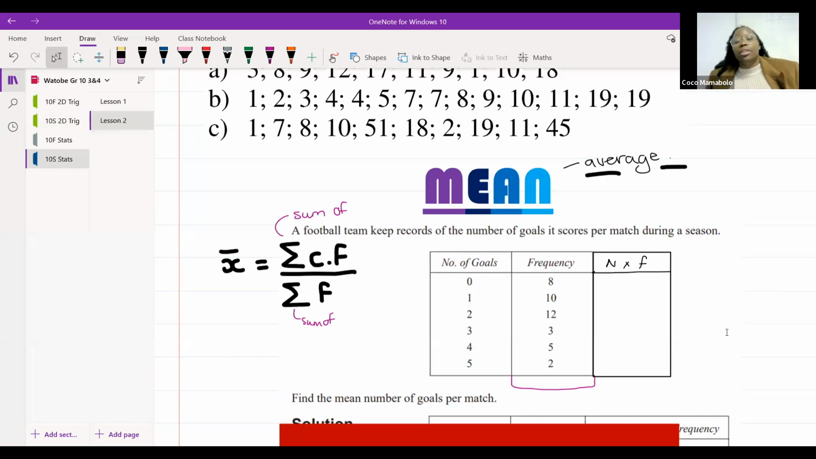No. The reason why your teacher says the midpoint, Abiyani, is if we have intervals. Okay. And we're going to do an example like that. Don't stress. So if this was an interval like 0 to 4, and then 5 to 8, things like that.